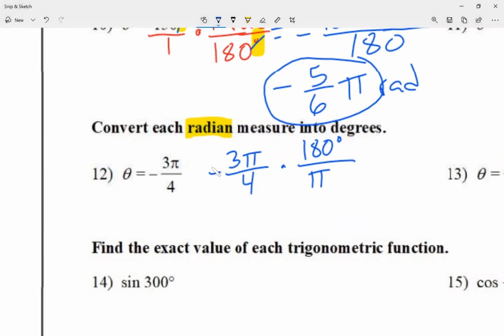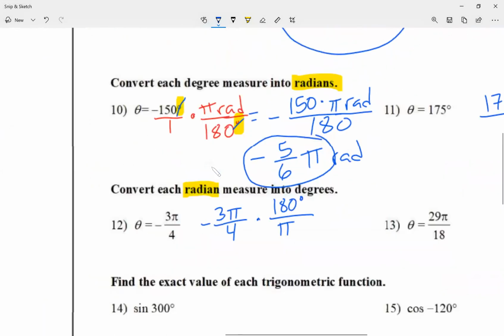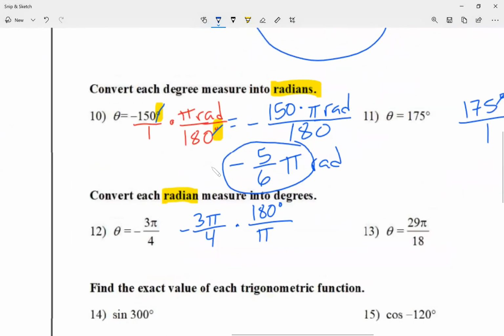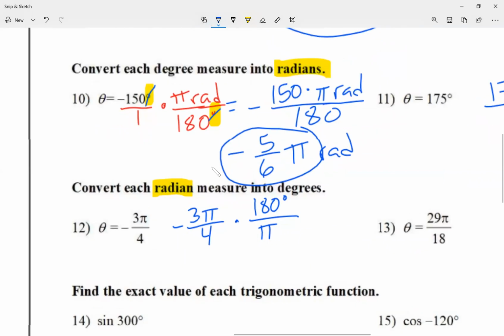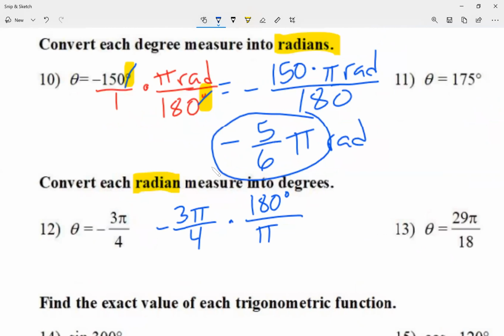Now, one thing I want to mention real quick. Questions 10 and 11, we wrote 180 at the bottom. Now, questions 12 and 13, we're going to write the 180 on the top. You might be wondering what the difference is. I'm really trying to cancel something. For questions 10 and 11, I was canceling the degree symbol, so I wanted one on top, one at the bottom. Questions 12 and 13, I want to cancel the pi symbols.